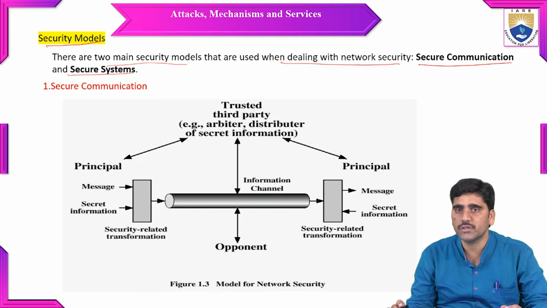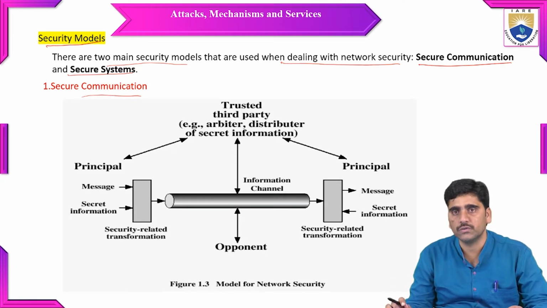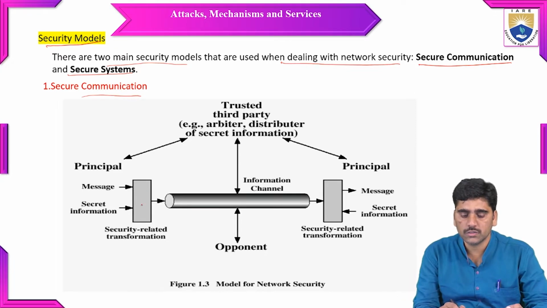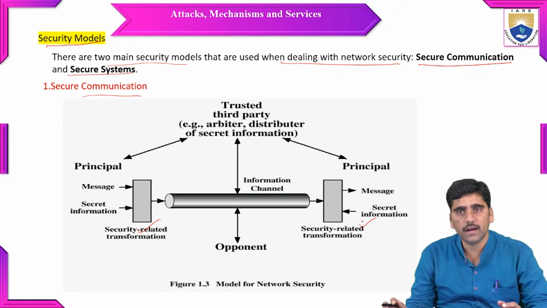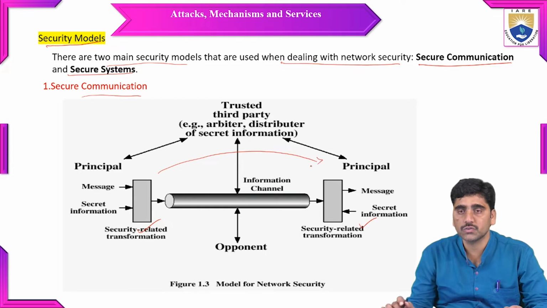One is the secure communication model. In this model, we are going to understand how the channel, through which you communicate from source to destination, is to be secured. Here this is the source and this is the destination, or this is the client and this is the server. Whenever you want to transfer data from source to destination, a channel is required between them. That channel is called the information channel. Through this information channel, you transfer the information from source to destination.